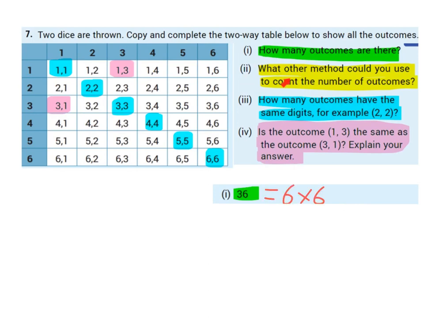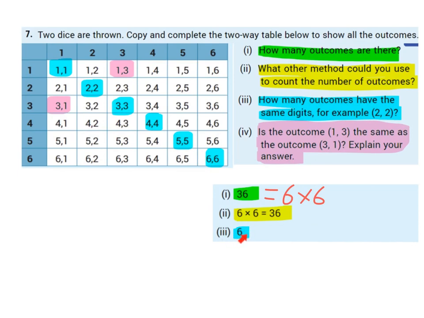Question 2. What other method could you use to count the number of outcomes? Well, we've already answered that. We could have said 6 times 6 gives us 36. Question 3. How many outcomes have the same digits? For example, 2, 2. You can see I've highlighted in blue all the outcomes that have the same digit. So 1, 1, 2, 2, 3, 3, 4, 4, 5, 5, 6, 6. So we end up with 6 outcomes.